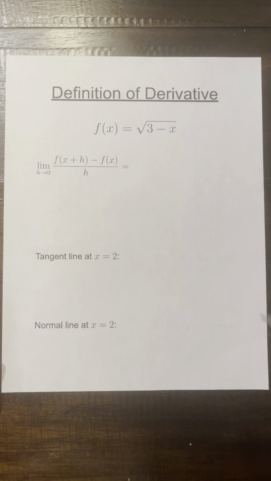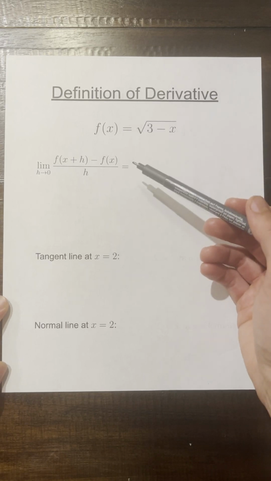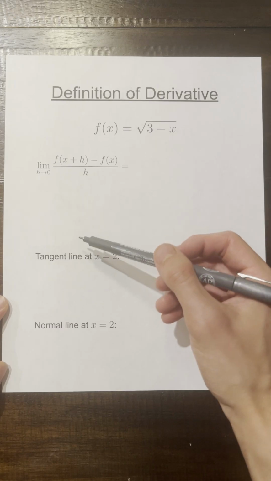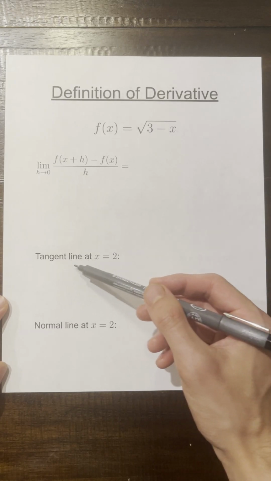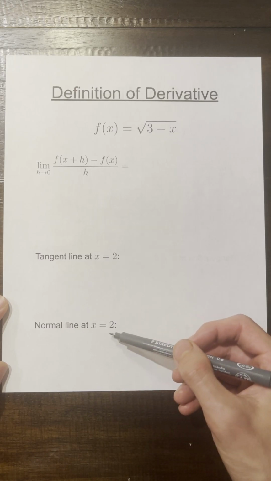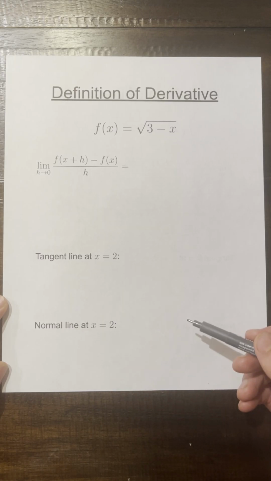In this video, we're going to be plugging the square root function into the definition of a derivative. Once we get the derivative, we're going to find the tangent line at x equals 2, as well as the normal line at x equals 2. Let's begin.